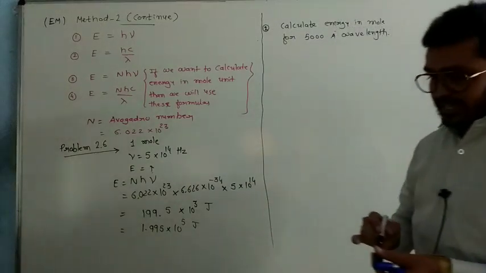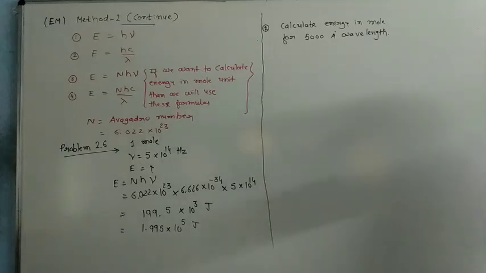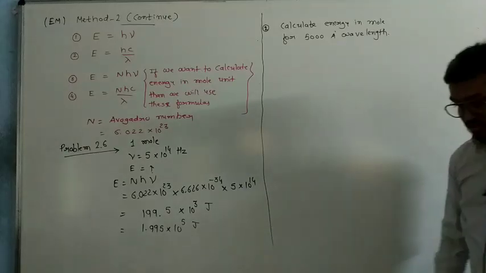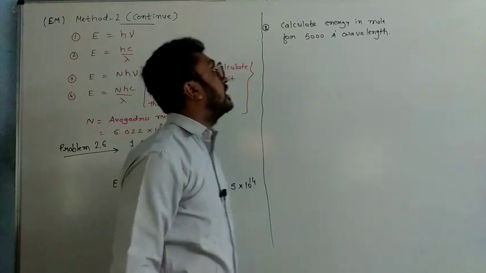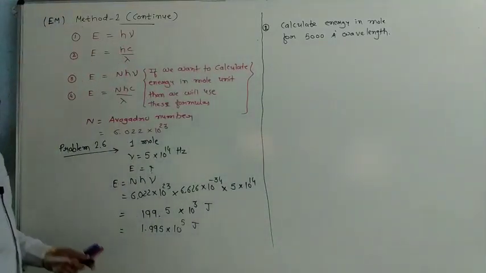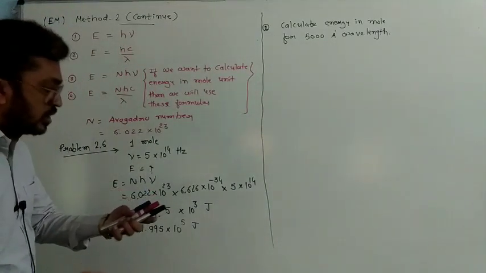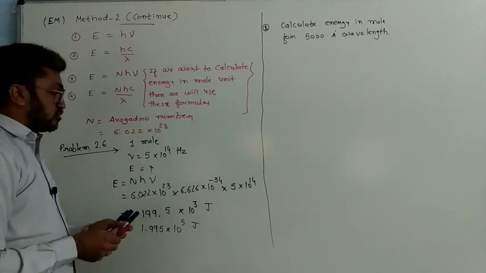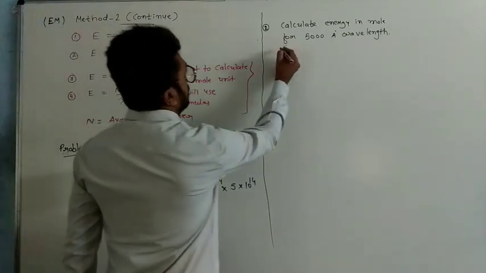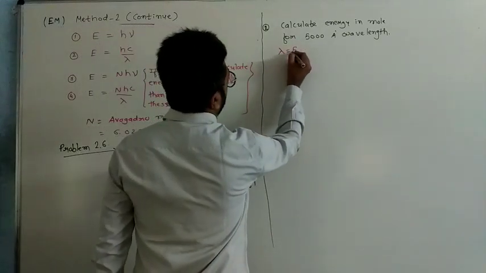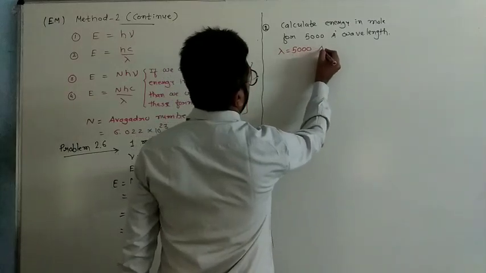Just see, in the second numerical, the wavelength is 5000 angstrom, and we have to calculate energy. So calculate energy in mole for 5000 angstrom wavelength. Okay, so lambda is 5000 angstrom.